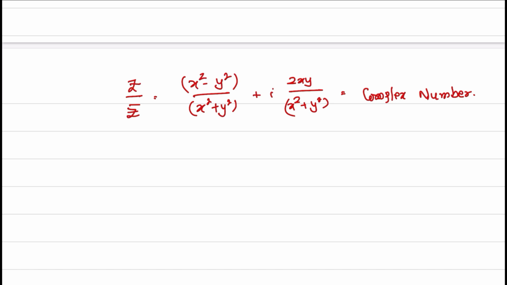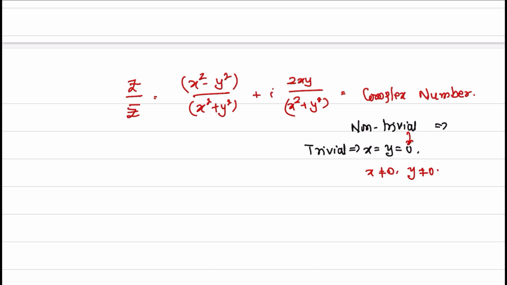Non-trivial means... trivial means x is equal to y is equal to 0. Non-trivial is x is not equal to 0, y is not equal to 0. That is a non-trivial solution.